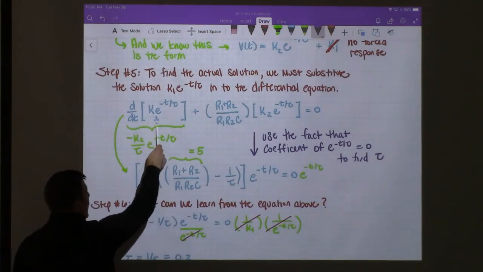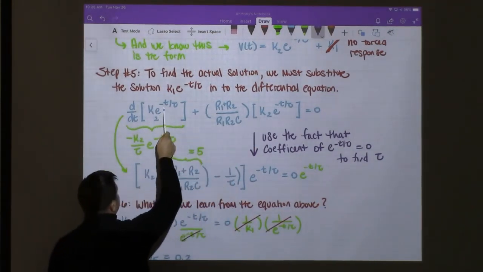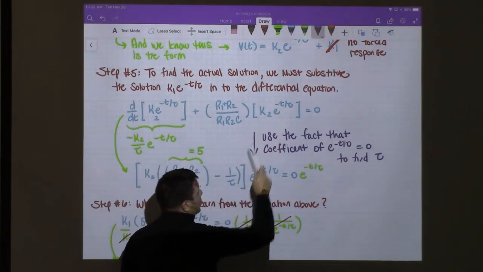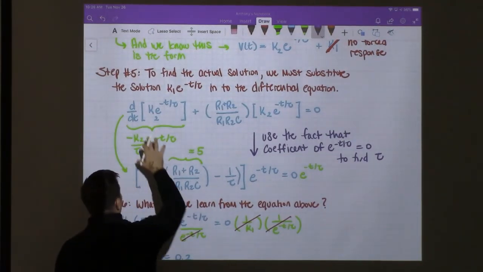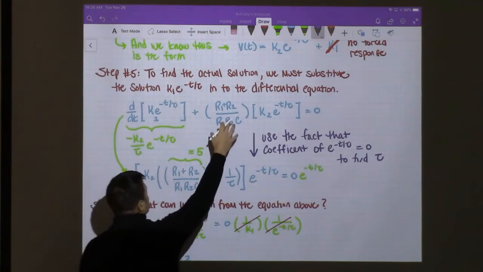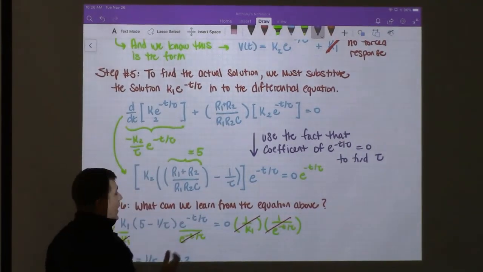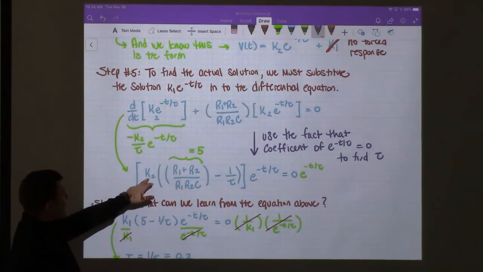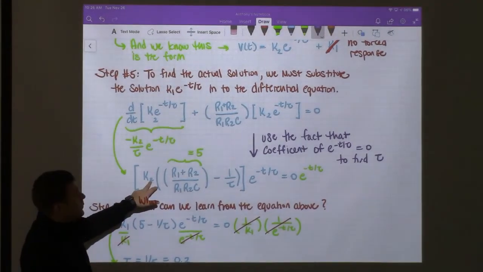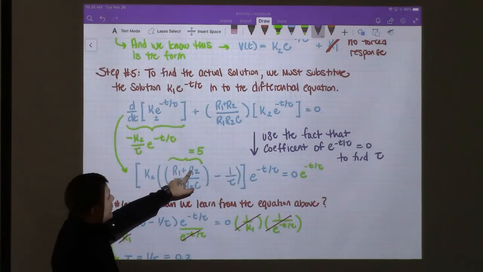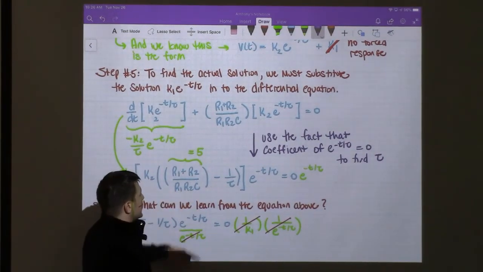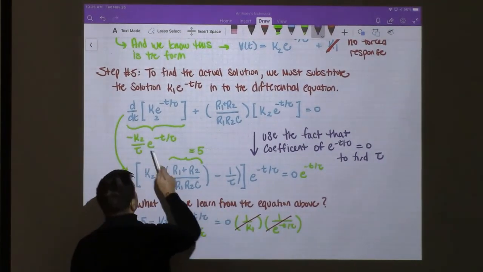So both of these terms are going to have an e to the negative t over tau component to them. So we'll have one coefficient and we'll have two coefficients, and we'll have to add them together. They're both going to have a k2, so I'll pull the k2 out. What we're left with is r1 plus r2 over r1 r2c. That's this one. Minus 1 over tau.